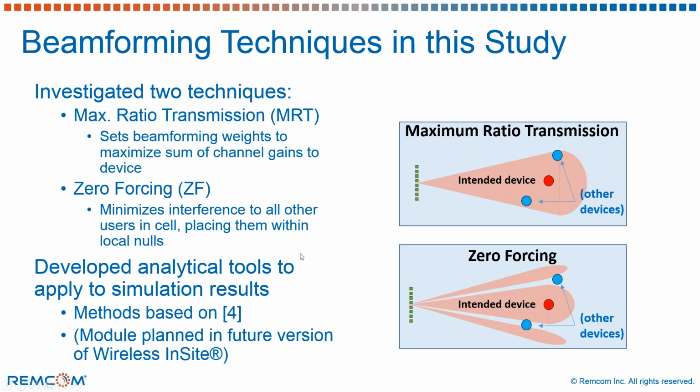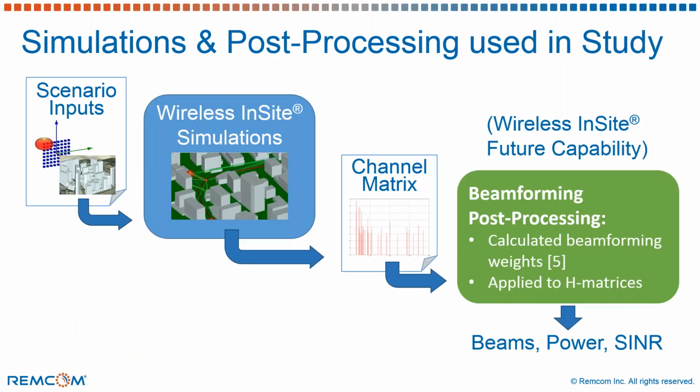For this study, we developed some analytical tools and applied them to the simulation results. And these tools are essentially a preview of future capabilities that are planned in the roadmap for Wireless InSite. So in this diagram, we show the inputs to the scenario, the antenna array and the urban geometry. We perform Wireless InSite simulations. These generate what's known as a complex channel matrix, and then we performed beamforming post-processing on these to calculate beamforming weights and calculate the beams, the power, and the signal to interference plus noise for all of our devices in our scene.